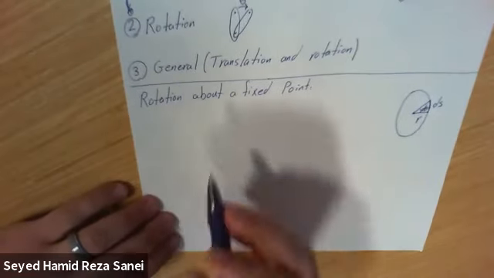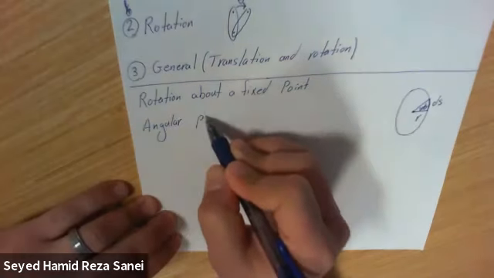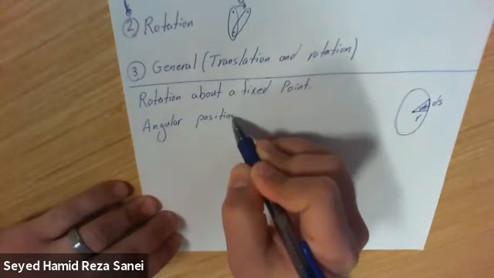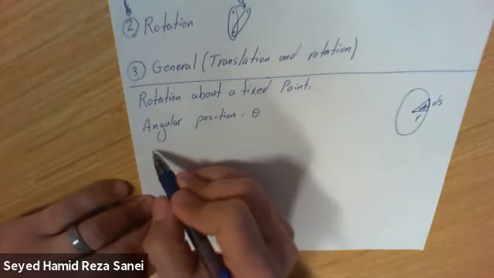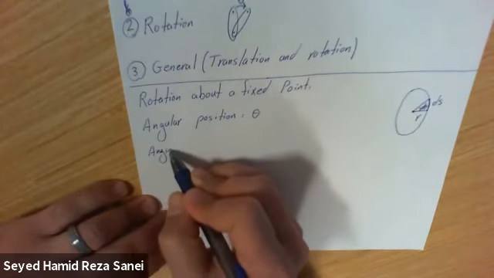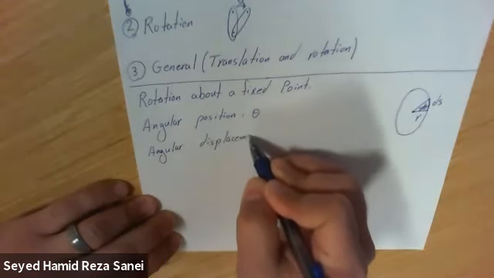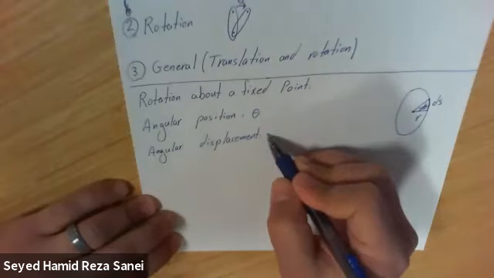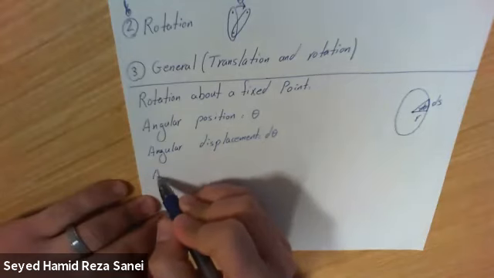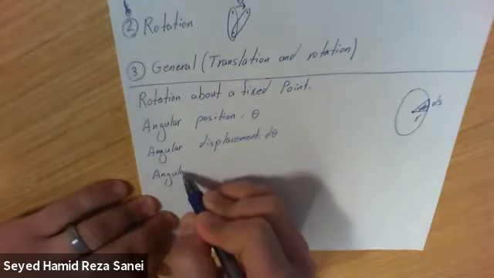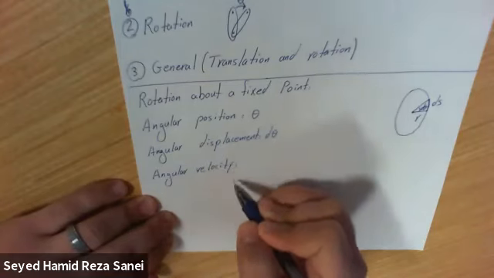The angular position, because we are talking about rotation, is shown by theta. The displacement means the change in angular position, and we show it by d theta or delta theta. Then the next definition would be the angular velocity. So the definition of velocity has not changed. It's just displacement over time.